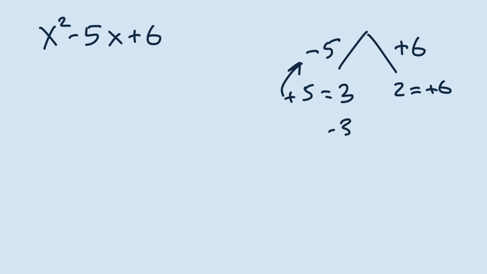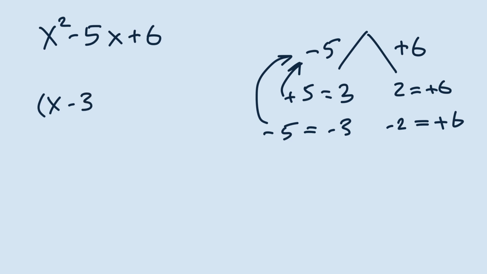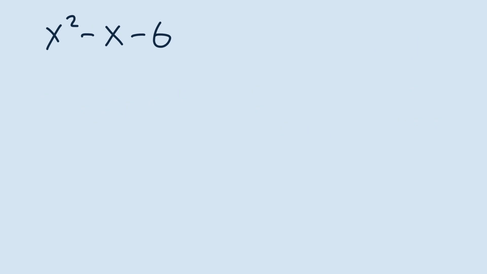What if we choose negative 3 and negative 2? Negative 3 times negative 2 is positive 6, and negative 3 plus negative 2 is negative 5, which is exactly what we have here. So the answer should be x minus 3, x minus 2.